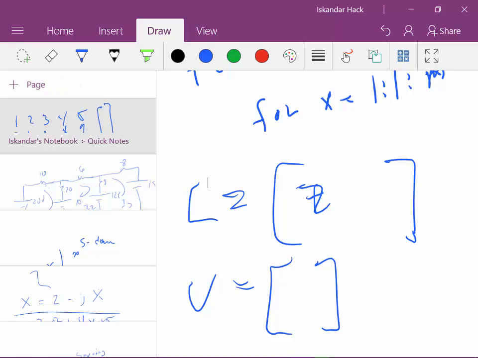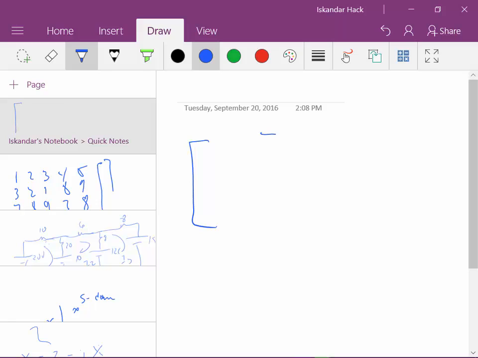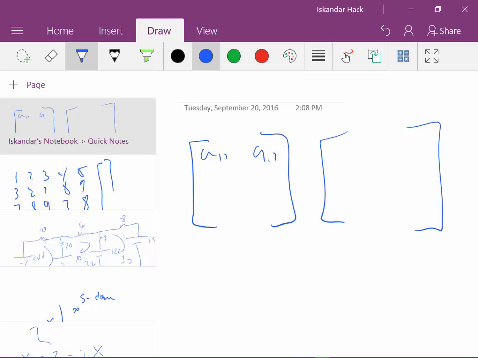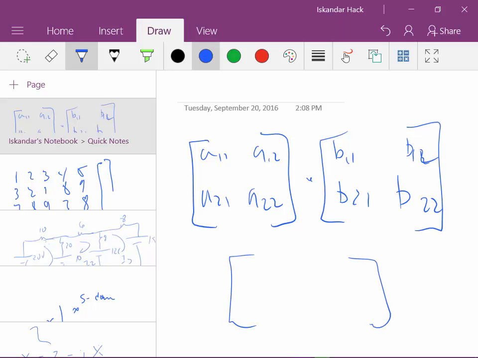When I do normal array multiplication, I'm just going to show two by 2s right there. A11, A12, A21, A22, B11, B12, B21, B22. When I multiply the two of these, this is this row times this column. So this is A11 times B11 plus A12 times B21 right there.